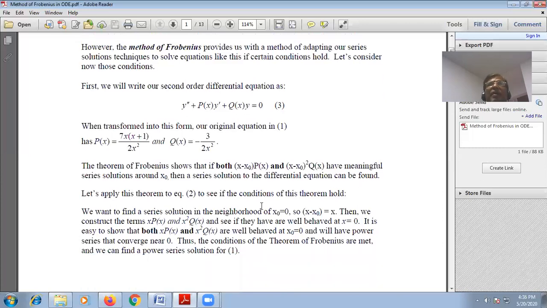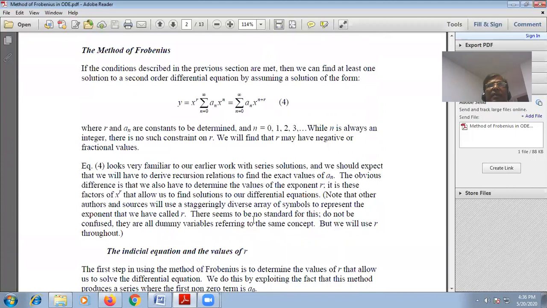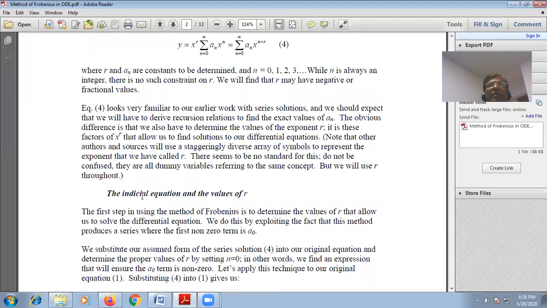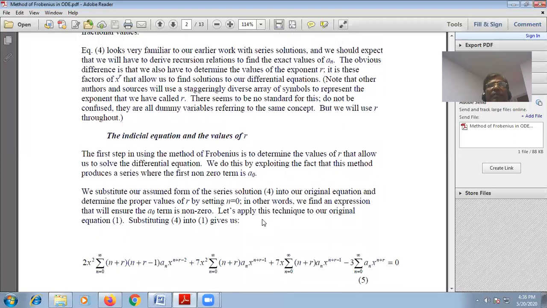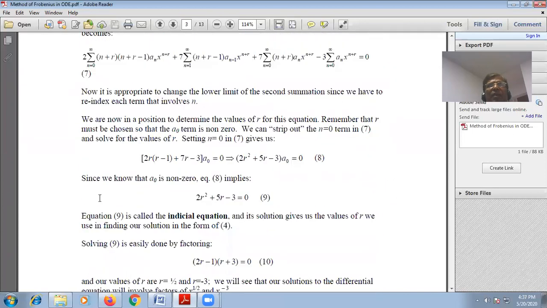This is the method of Frobenius. You should adopt this method, and the indicial equation and the values of r. You should note this. I hope that you can understand this.